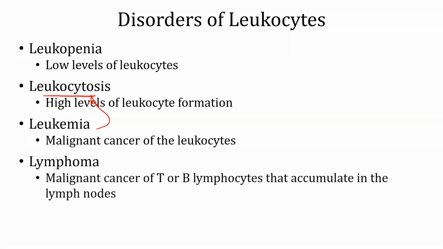Lymphoma is going to be a malignant cancer of the T or B lymphocytes that accumulate specifically in the lymph nodes. So this is different than, let's say, a lymphocytic leukemia. Lymphocytic leukemia would be a leukemia in which there's a cancer invading the lymphocytes that are in the blood, but a lymphoma is a cancer of the lymphocytes that are not in the blood but anchored somewhere in one of the lymph nodes.